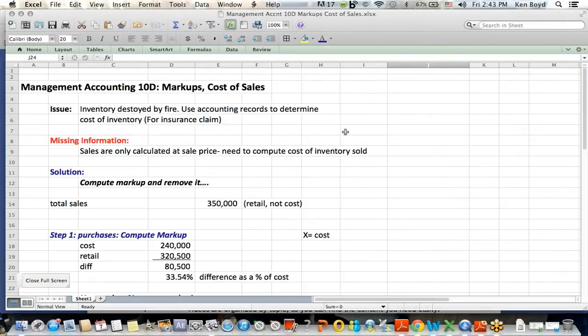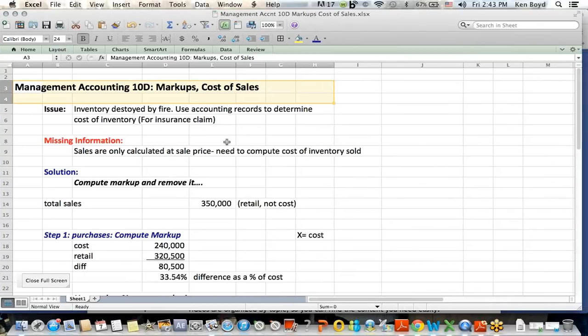I wanted to go over a question that I just went through with a student that I thought was a tricky one. So this is Management Account 10D, which is about markups and cost of sales. Here's a scenario that the student was given.